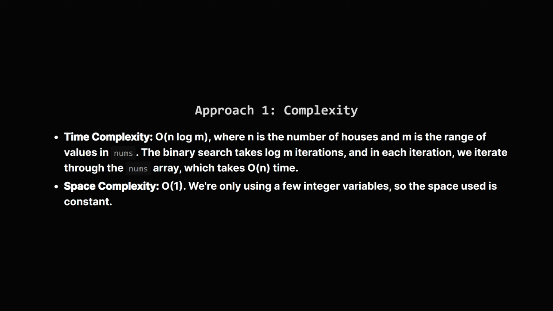The time complexity is O(n log m), where n is the number of houses, and m is the range of values in the nums array. This is because the binary search takes log m iterations, and in each iteration we go through the nums array, which takes O(n) time. The space complexity is O(1), or constant space, because we're only using a constant number of extra variables, regardless of the input size.